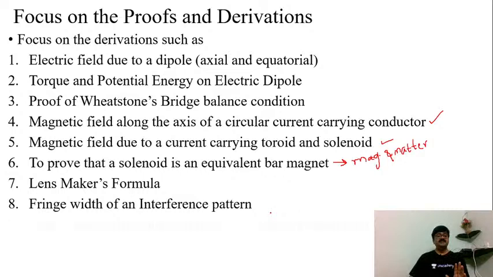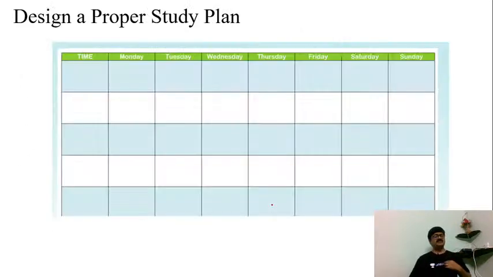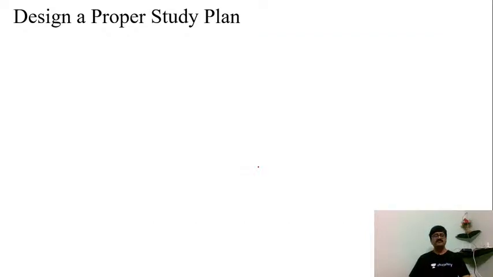Then deriving the nth orbit radius, velocity and energy of the hydrogen atom. This is from Bohr's postulates, that is the atoms chapter. Now these are some interesting derivations and proofs. These are high weightage. So you just make a screenshot of this and try to learn them. Then after that, you design a proper study plan and go ahead with it.